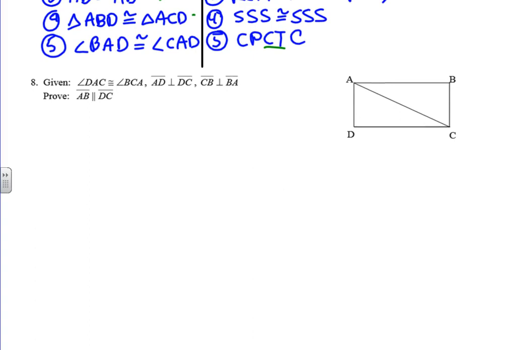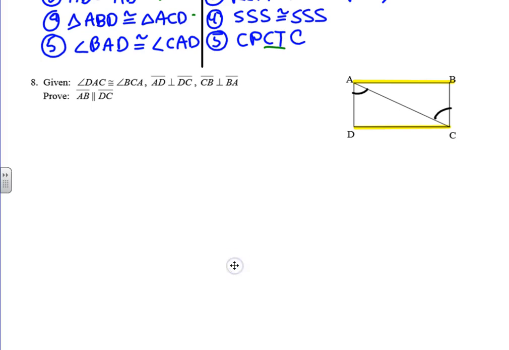Okay, number 8. Oh, we're trying to prove parallel. So generally, when we're trying to prove parallel, we're trying to show that some angles are congruent. And in this case, it's probably going to be alternate interior angles. So let's see what we're given. We're given that DAC, this angle here, is congruent to BCA. Now let's just pause and say, why is that not enough? Why can't we just go right from there? Well, I'm trying to prove that AB is parallel to DC.